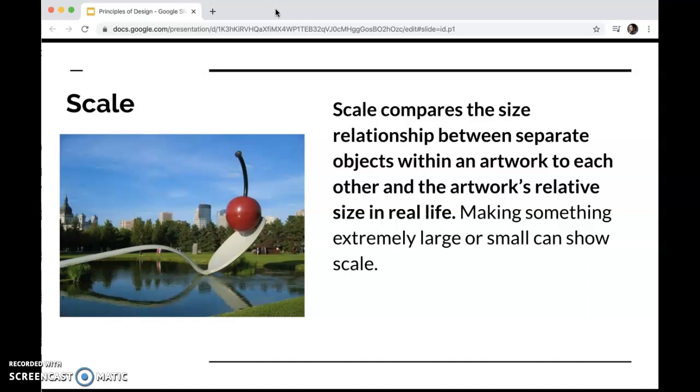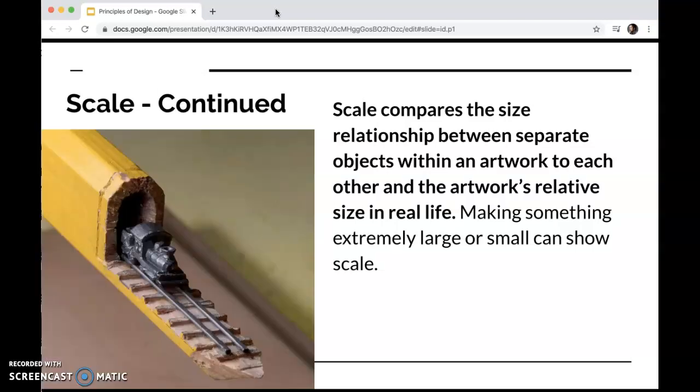You can also view sculptures that have been made very, very small compared to the real object and how it would be viewed in real life. And that would be scale in the opposite sense, like this example here, where a sculptor had taken a pencil and carved it into a train that looks like it's coming out of a tunnel. But this is scale in a real small sense.